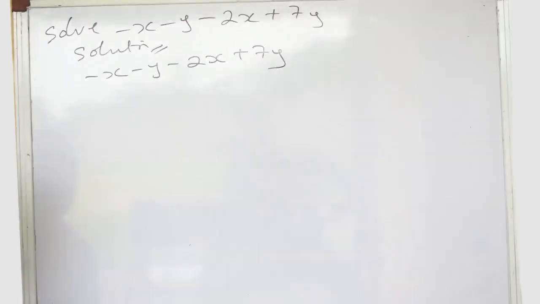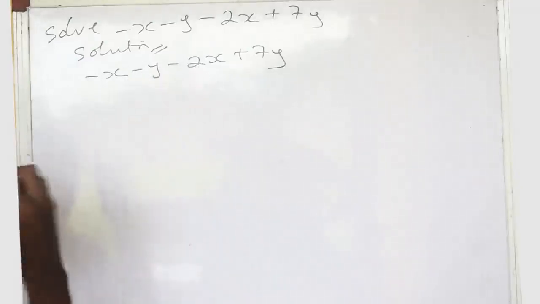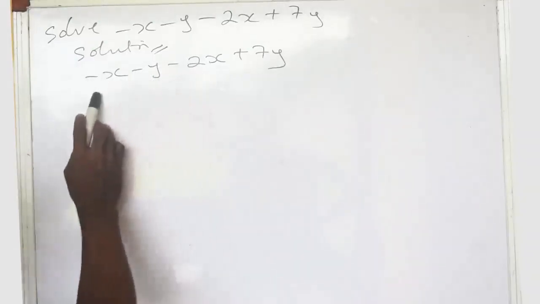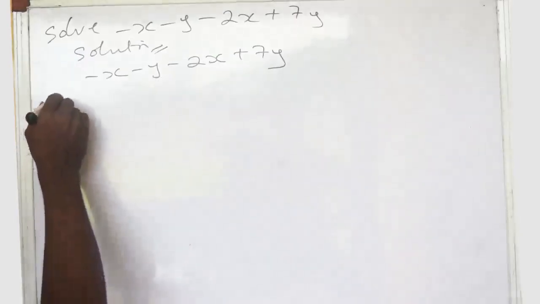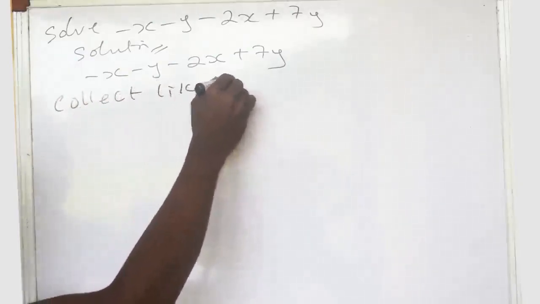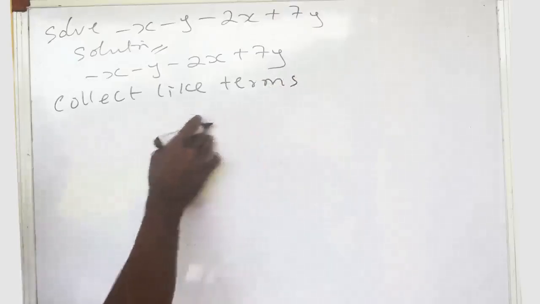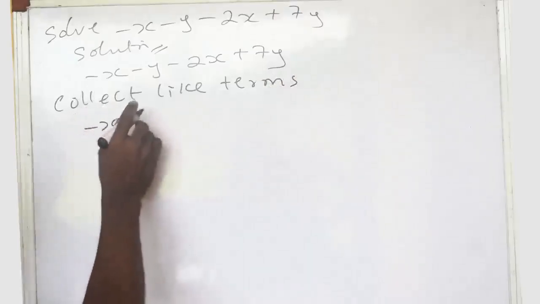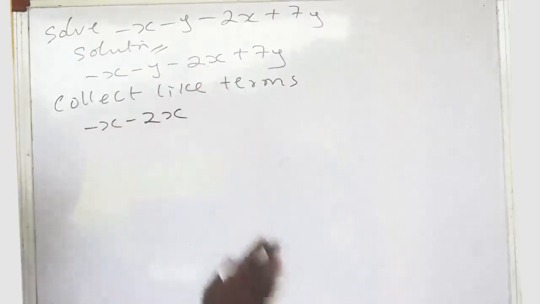When you bring it down, you look at it, it's not organized. It's not organized in the sense that, look at x here, look at y, look at another x. If it's organized, all x will come to one side and all y's will be on their own. So you write collect like terms. This collect like terms means that you want to organize it. Now, collect like terms, we have minus x, you look for under x. We have minus 2x, we look for under x, no more x.